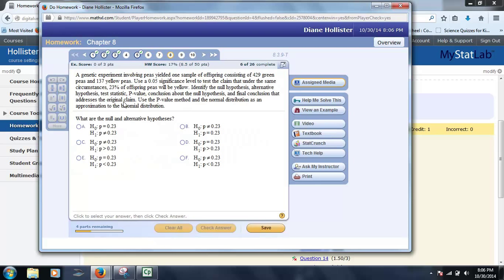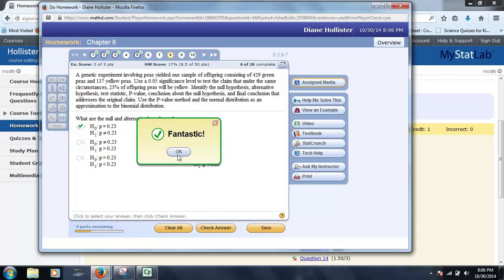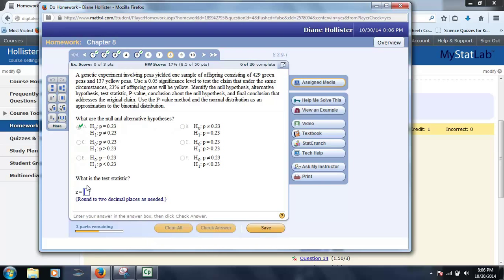We're testing the claim that under the same circumstances, 23% of them will be yellow, and so the alternative is that they are yellow or they're not yellow. So you would choose option A. To determine the test statistic, you would go directly to StatCrunch. Enter 137 yellow out of the total number of M&Ms. Find the total by 429 plus 137. Then enter 0.05 for your level of significance, 23% for your hypotheses, and click compute. So let's go take a look at that.